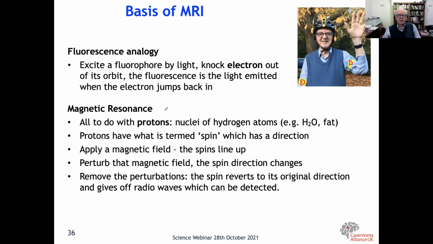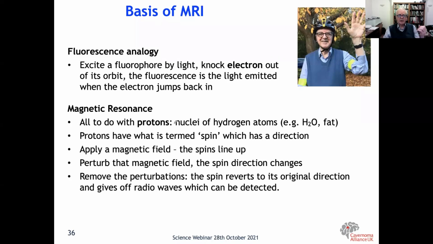Magnetic resonance, on the other hand, works with protons, and protons are hydrogen nuclei. And so you get a lot of them, of course, in water. Water is very present in the brain as elsewhere. You get a lot of hydrogen nuclei in fat and so on, and of course in most biological tissues. So what you're doing when you do magnetic resonance is you're looking at how the protons are behaving.